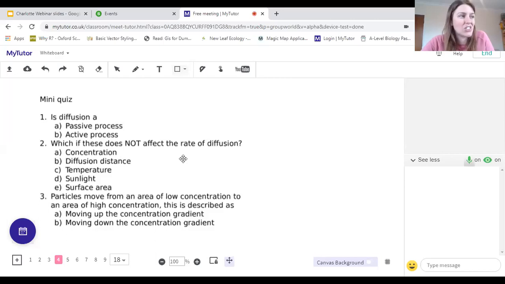Really good, loads of A's coming in, fab. The correct answer is A, diffusion is a passive process. It doesn't use any energy. It's purely done from the natural movement of particles.